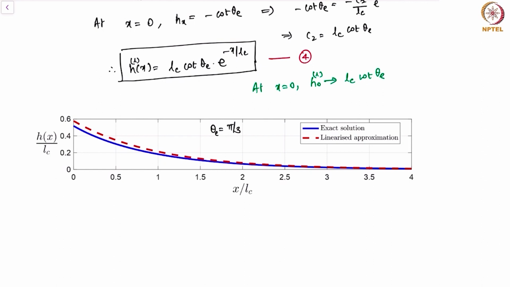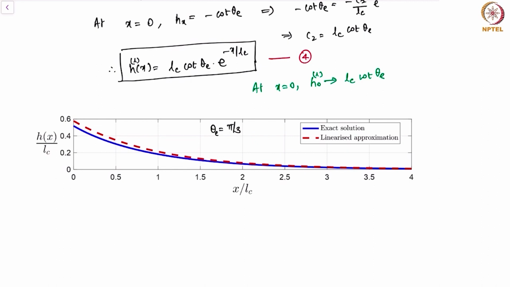So again, this is done at an angle of pi by 3. Pi by 3 by no means is close to pi by 2, but still you can see that the approximate solution does a fairly good job at giving me the shape of the meniscus. And more importantly, you can see that the approximate solution, as in the dashed red curve, approaches the exact solution as x becomes large.